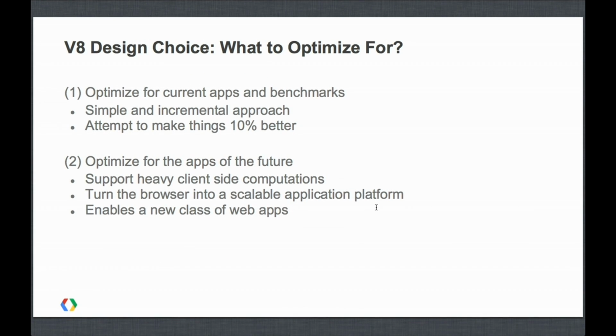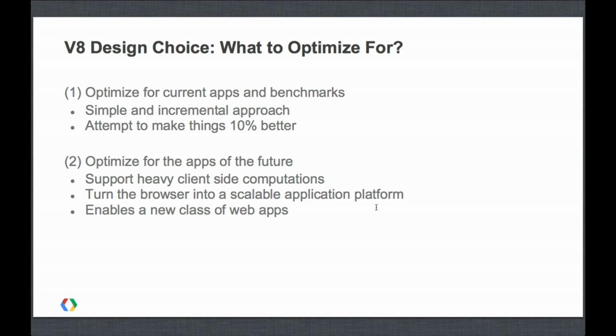So when we started designing V8, we had to make a choice. Like, what do we want to optimize for? And there are basically two approaches. You can optimize for the current apps and the current benchmarks. And that's a nice and simple incremental approach. And there's a good chance you can make things 10%, maybe 20% faster that way.